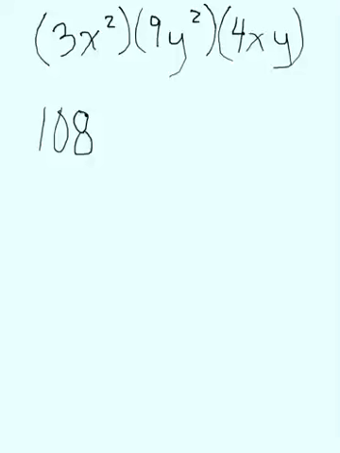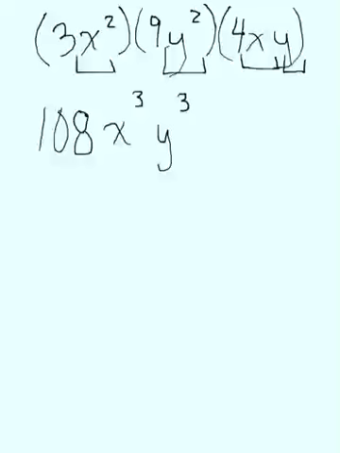Multiply the 3, the 9, and the 4 to get the 108. Then we have x to the 2 and x to the 1. So what does that give me? X to the 3rd. And we have y to the 2 and y to the 1. So what's that going to give me? Y cubed, or y to the 3rd. Make sense?